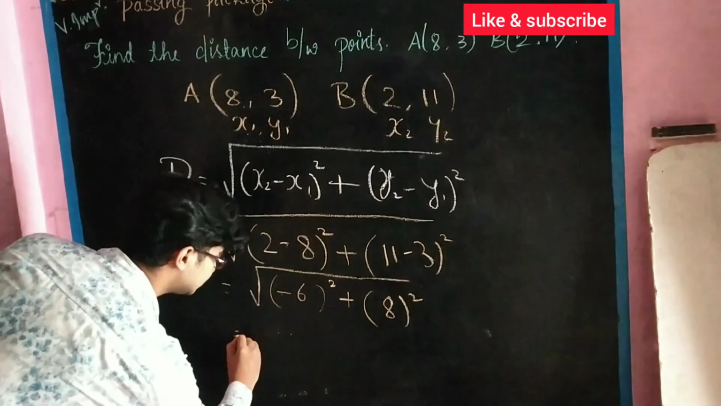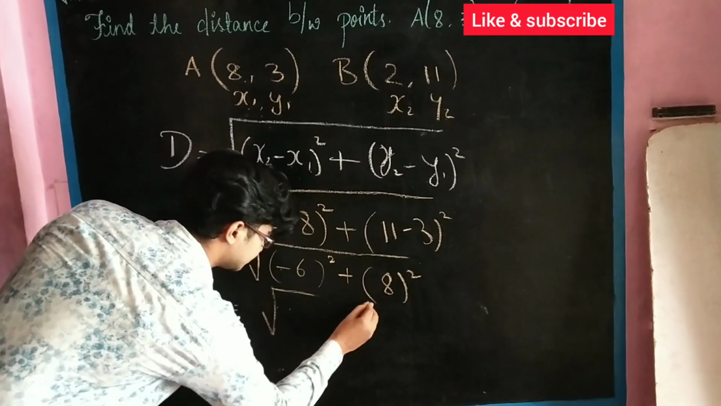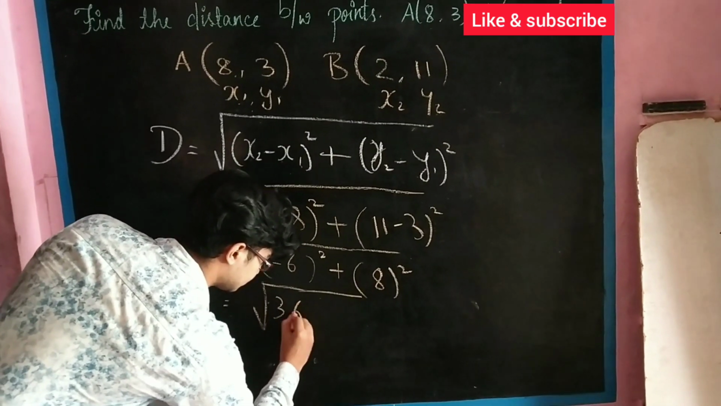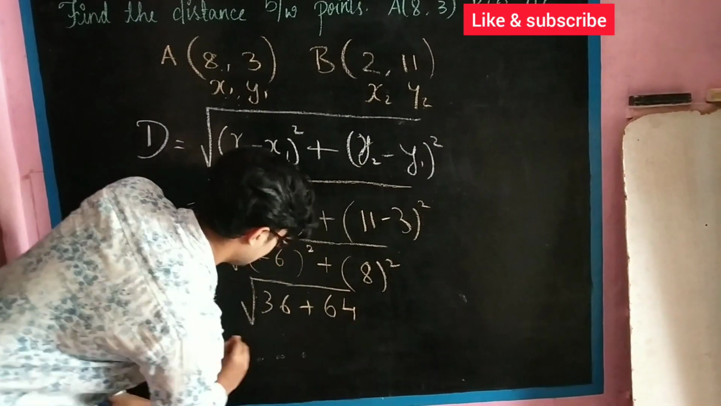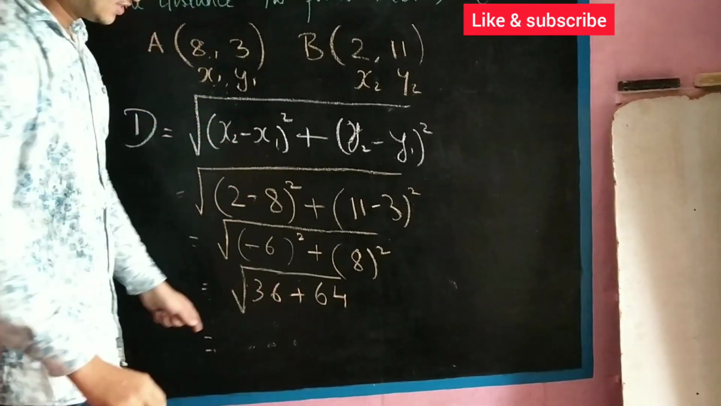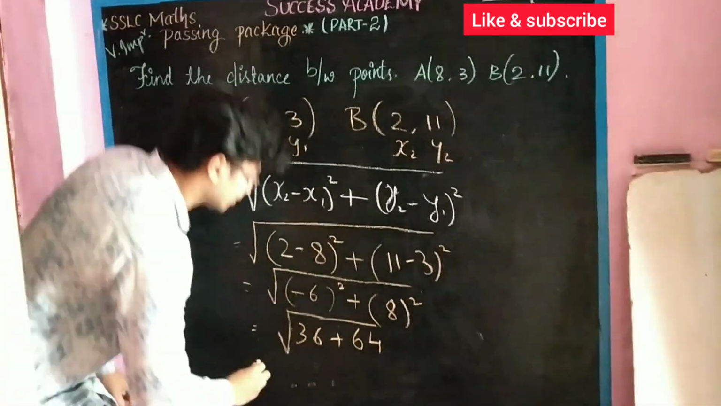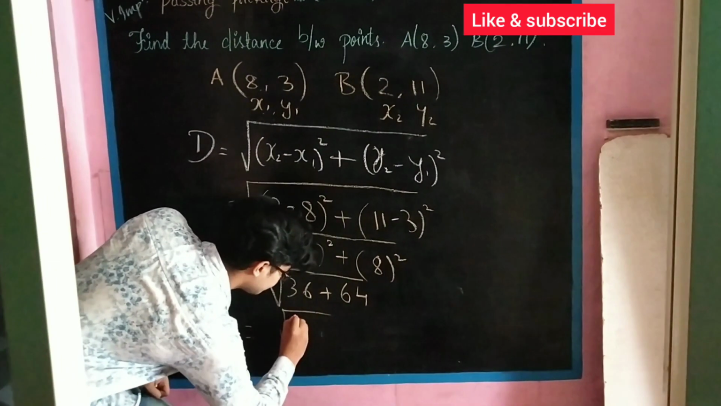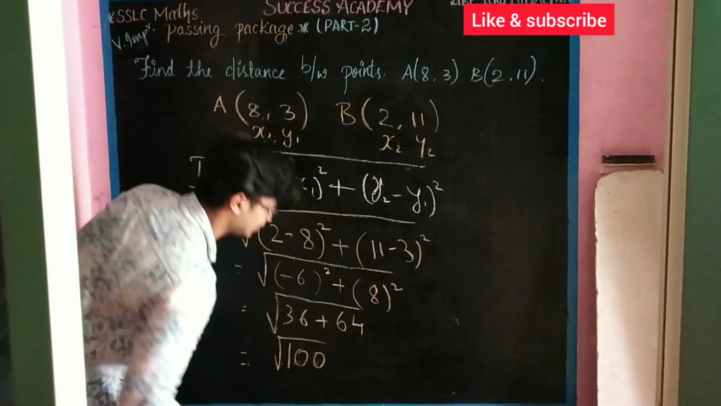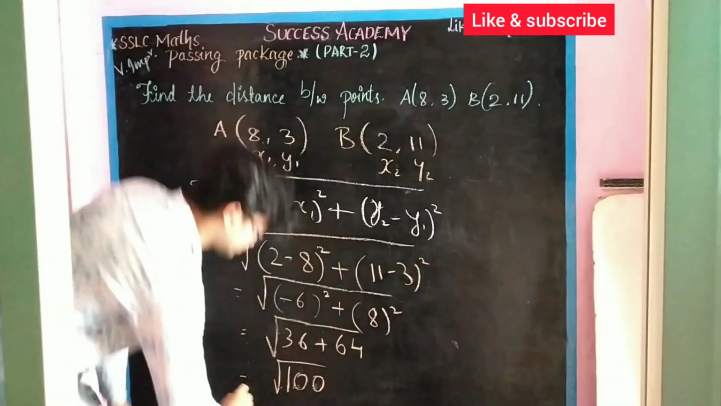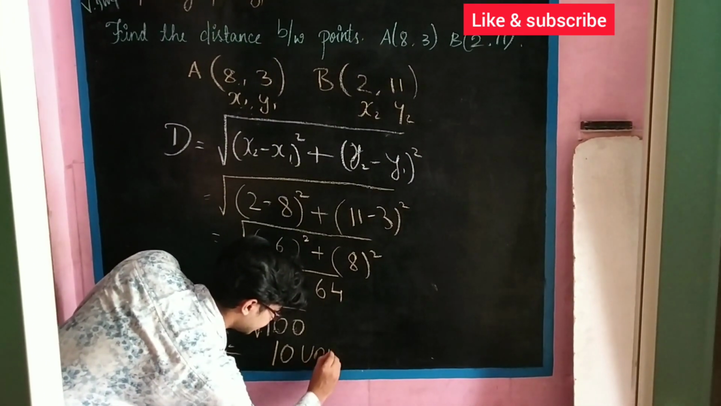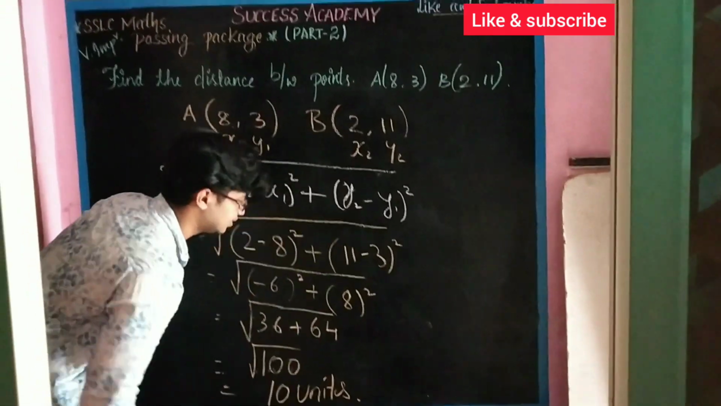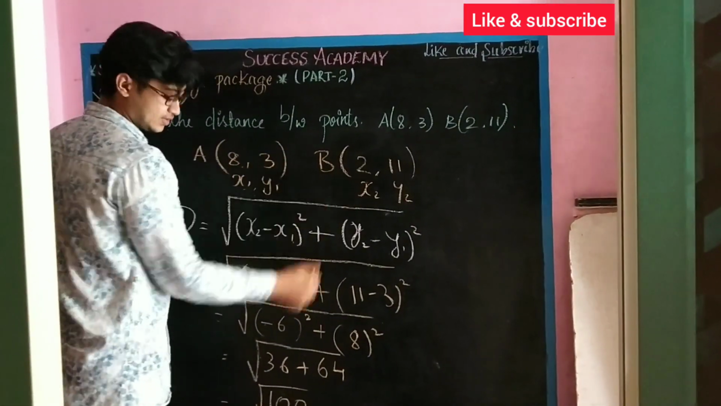It will become 6 square is 36 plus 8 square, 8 square is 64. Now friends, 36 plus 64 is 100. Square root of 100 means 10. 10 units. The distance between these 2 points is 10 units.